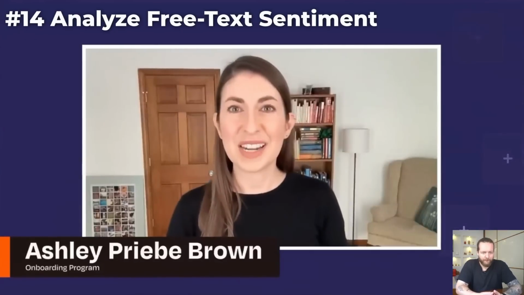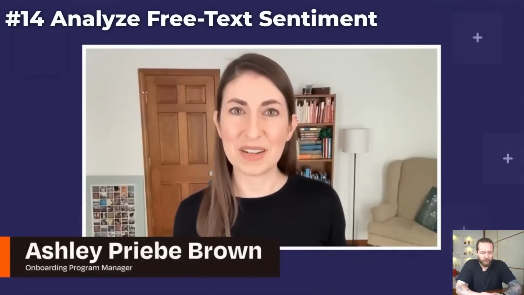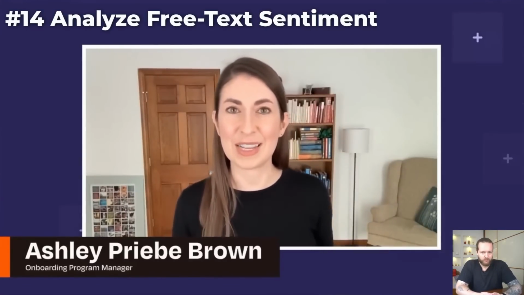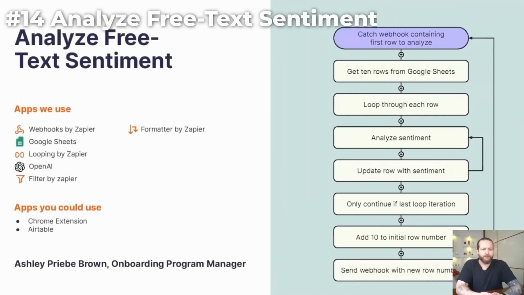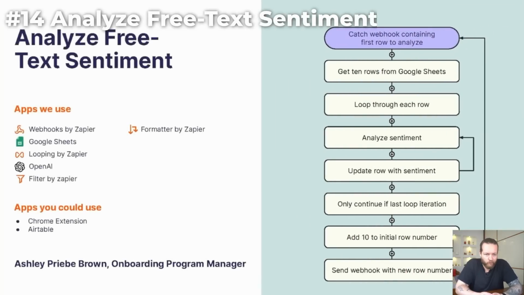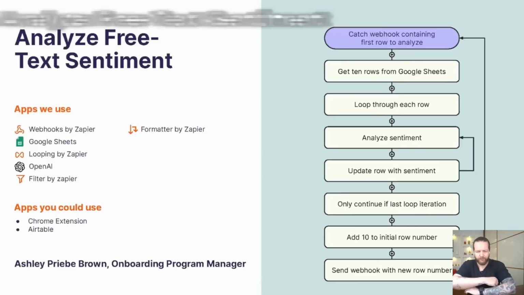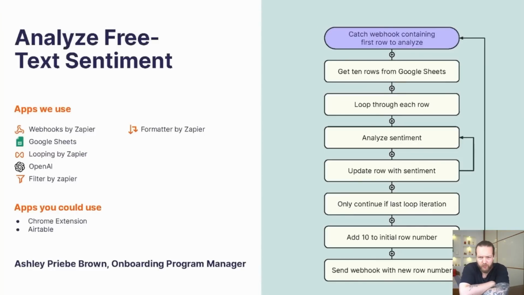The Analyze Free Text Sentiment Zap analyzes the sentiment of each row in a spreadsheet and adds its assessment to the row. This app allows me to easily chart what percentage of the survey responses fall into the sentiment categories of positive, neutral, or negative, and it's a quick way to summarize a large data set and communicate its meaning to my team.